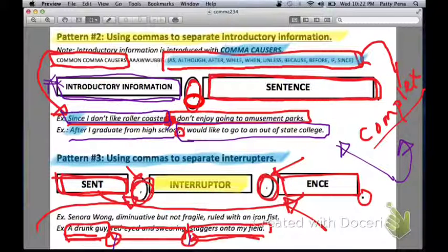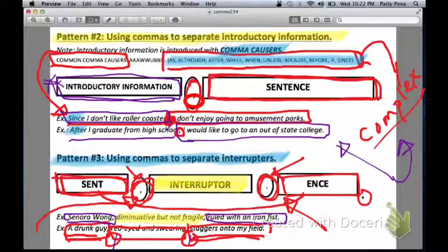The next sentence, Señora Wong ruled with an iron fist. That is the complete sentence. The extra information that needs to be set off by commas is diminutive but not fragile. So we have Señora Wong, diminutive but not fragile, ruled with an iron fist. Notice we pause even when we read it. Señora Wong, diminutive but not fragile, ruled with an iron fist. That's an interrupter. You kind of have to pause right in the middle.